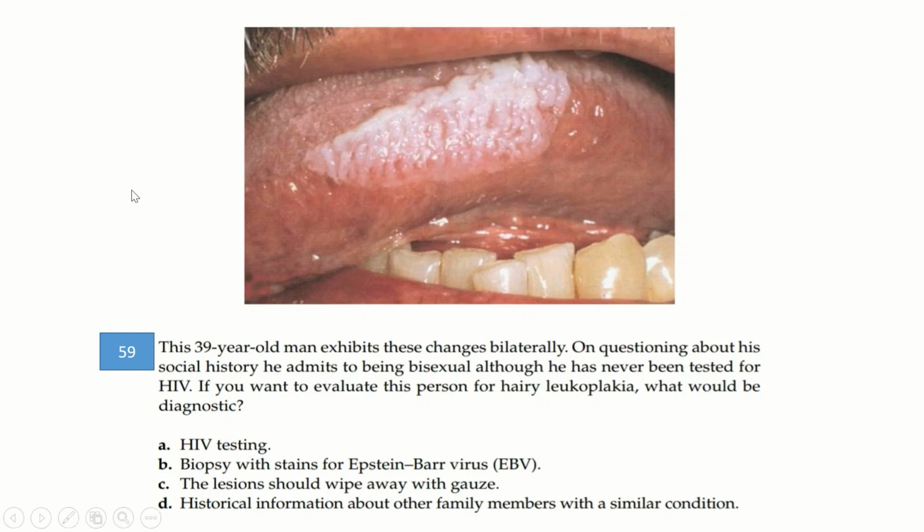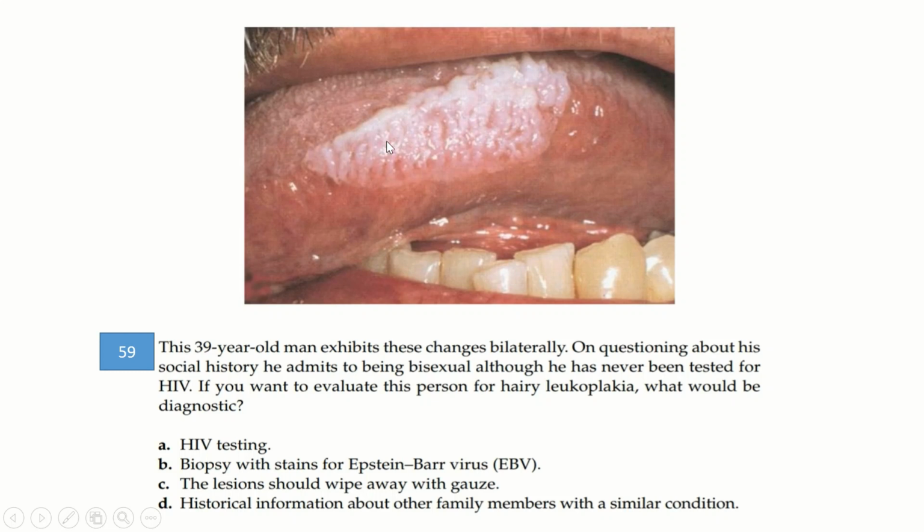Question 59, this 39-year-old man exhibits these changes bilaterally on the tongue. The patient has never been tested for HIV. As you see here, the diagnosis for this finding is oral hairy leukoplakia. Which one is correct? Testing for HIV or biopsy with stains for EBV?